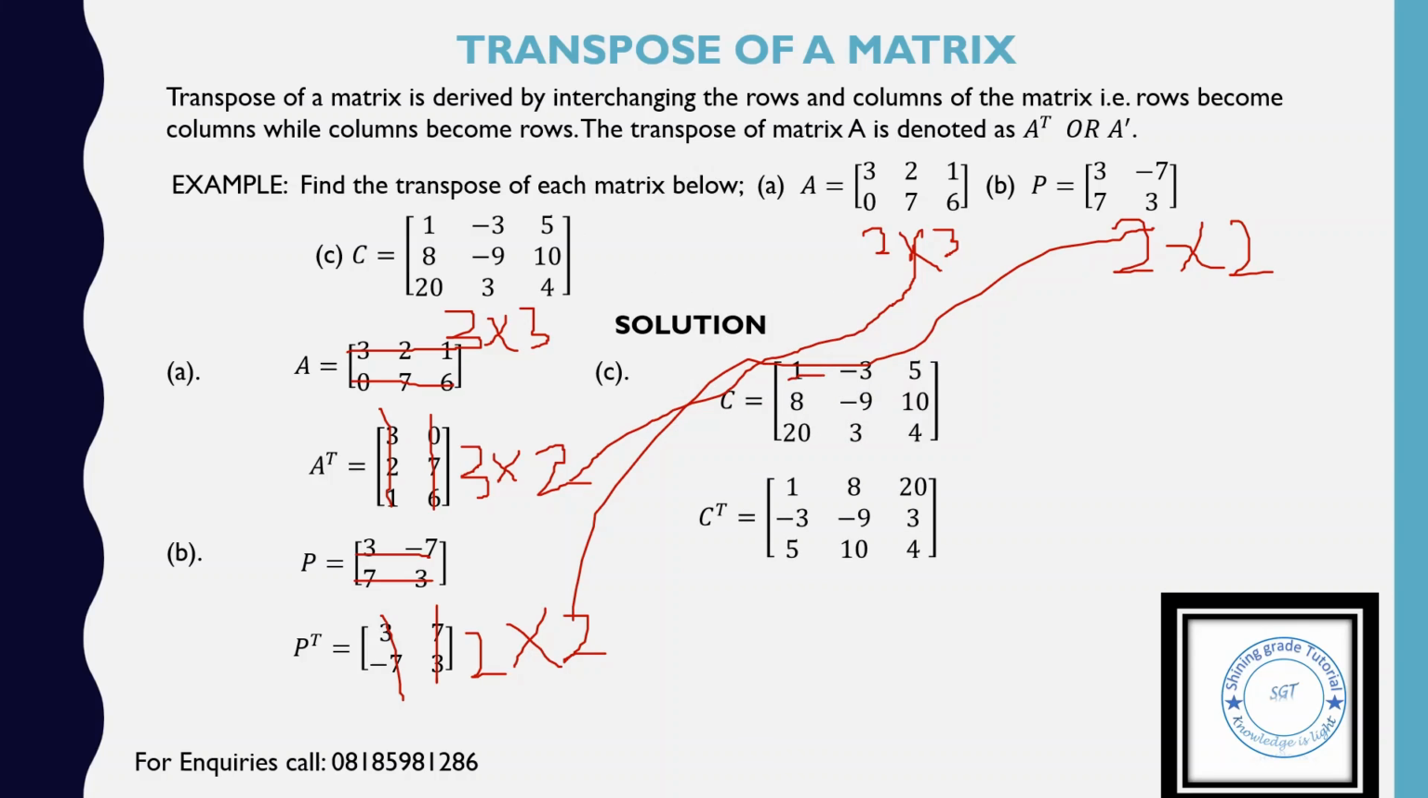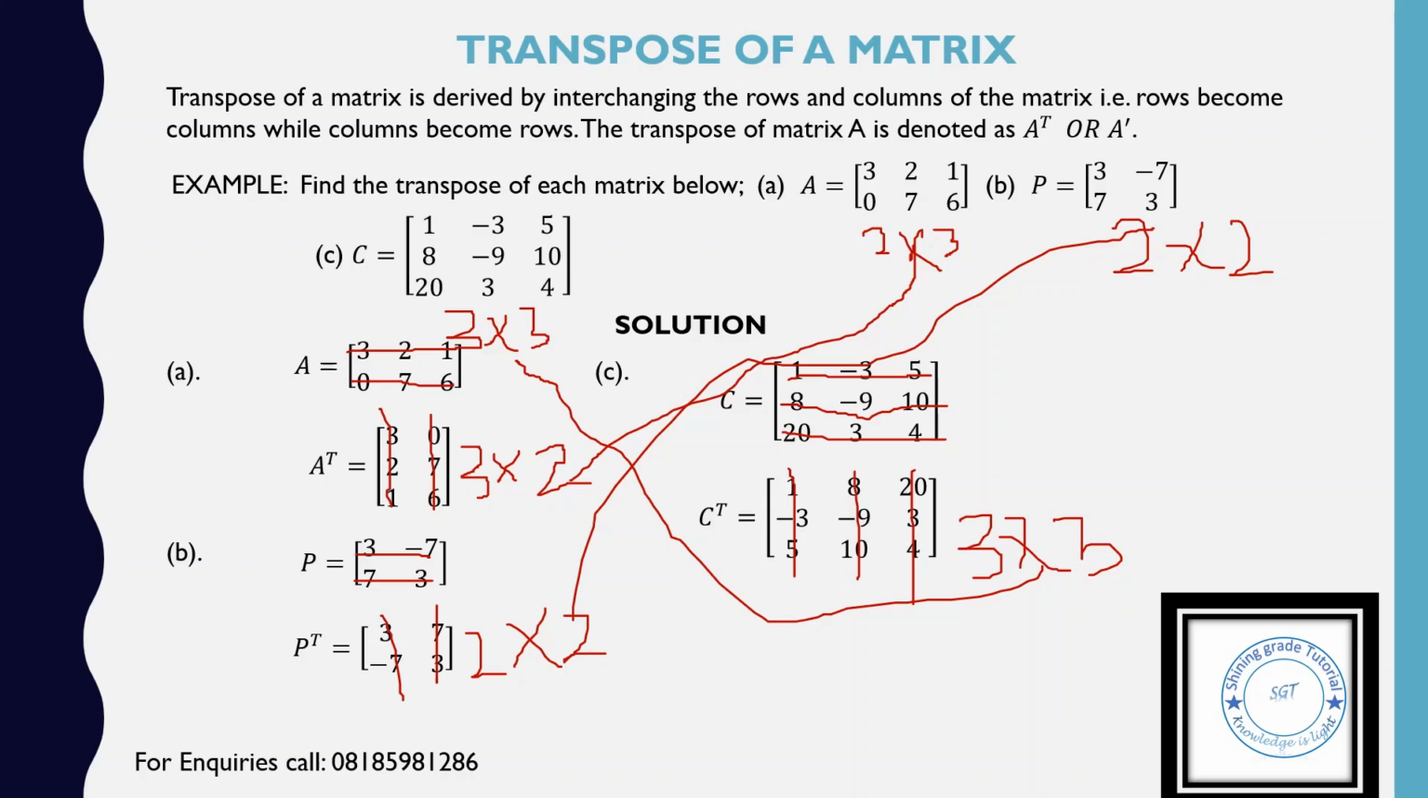The first row, we have this to be the first column here. The second row, we have this to be the second column here. And the third row, we have it to be the third column. So we have transposed, and this should remain as 3 by 3. Why? Because it's a square matrix, so it's not changed. So we have this to be the same thing.